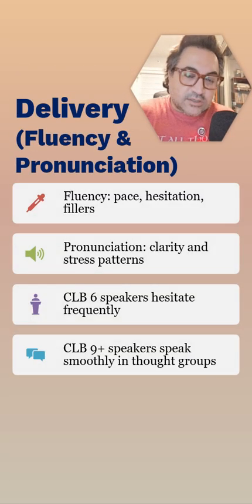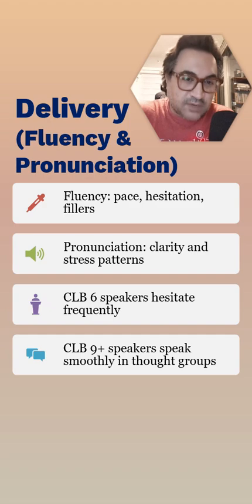Next is delivery, so fluency and pronunciation. For fluency, you have to have pace. You have to avoid hesitation. Now, even native speakers have content-related hesitation, but language-related hesitation should be avoided for a high score, especially if you want to get to band score 9 and higher. And fillers, so try not to use a lot of fillers.